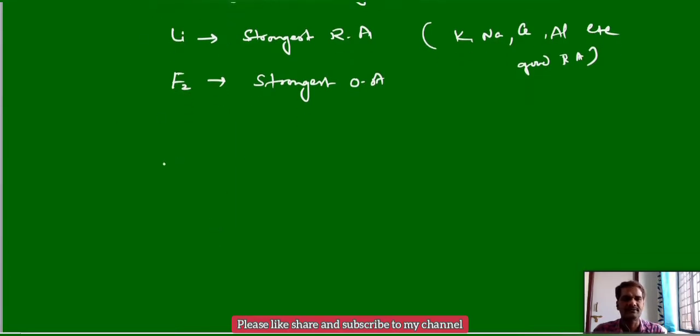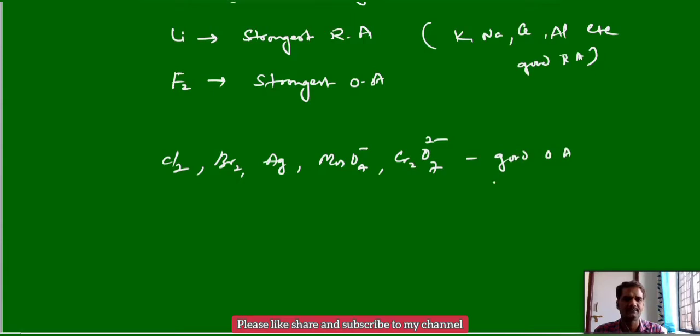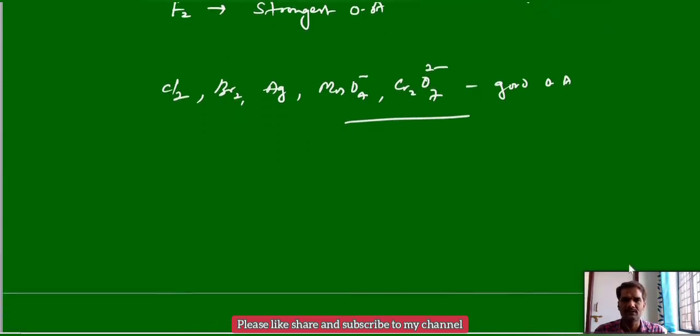And next, the elements which have high reduction potential values, like fluorine, chlorine, you can again see in the electrochemical series. These are the elements: fluorine, bromine, silver, permanganates, dichromates. They have high reduction potential values, so they can act as good oxidizing agents according to their electrode potential values. That is one of the applications.